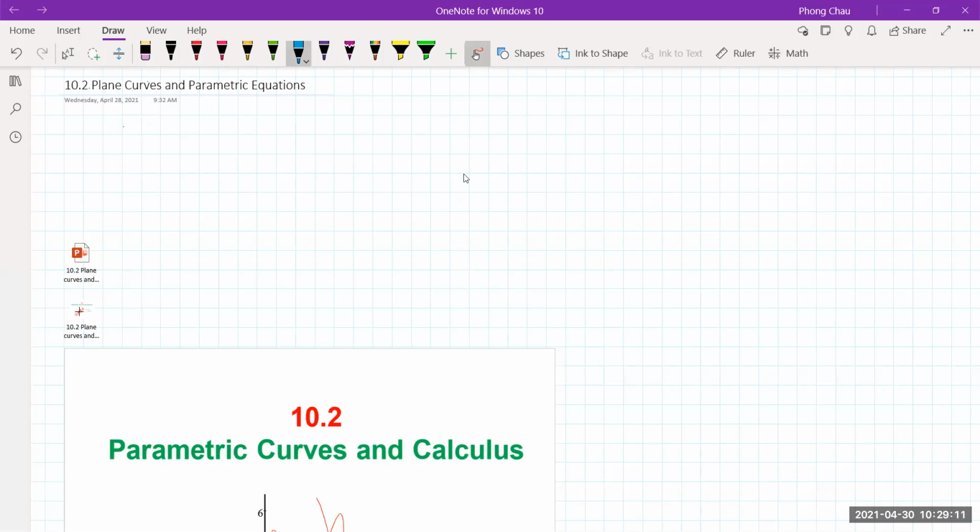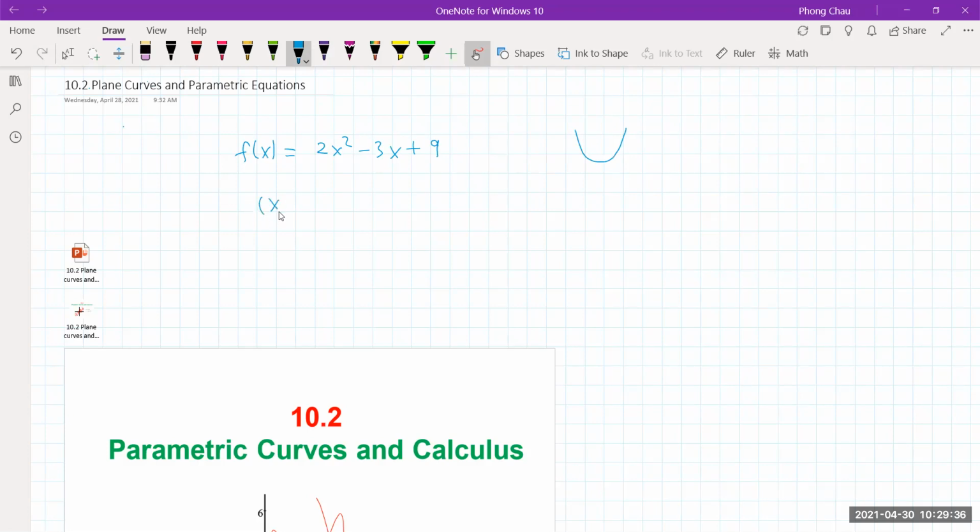Up to this point, we often have functions, right, f of x equals 2x squared minus 3x plus 9, and that describes a parabola. When you graph it, it's gonna look something like this. Or we describe it using an equation.